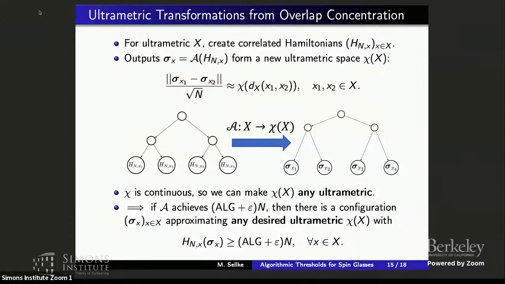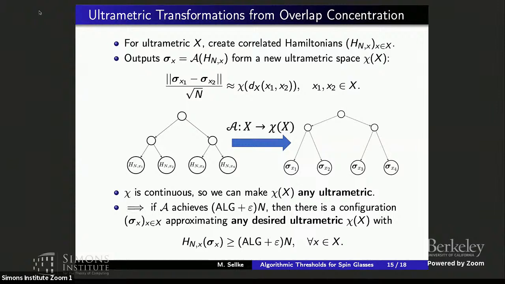for the algorithm. Okay, so what this means is that if we have an overlap concentrated algorithm that achieves a value alg plus epsilon, then by choosing X on the left-hand side appropriately, we can get a configuration of algorithmic outputs sigma that approximate whatever ultrametric we want. And each of these points has a large value of Hn. Is this okay?